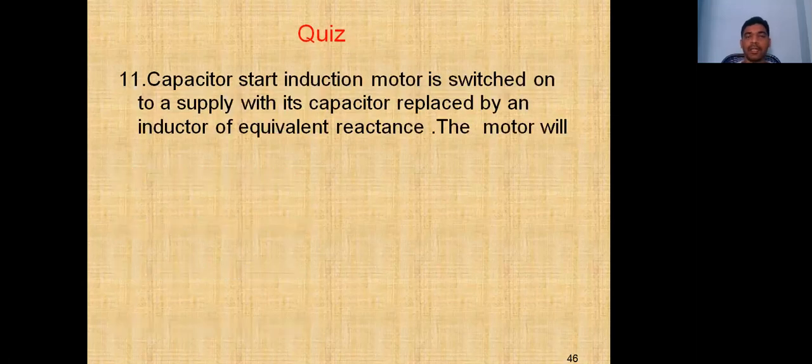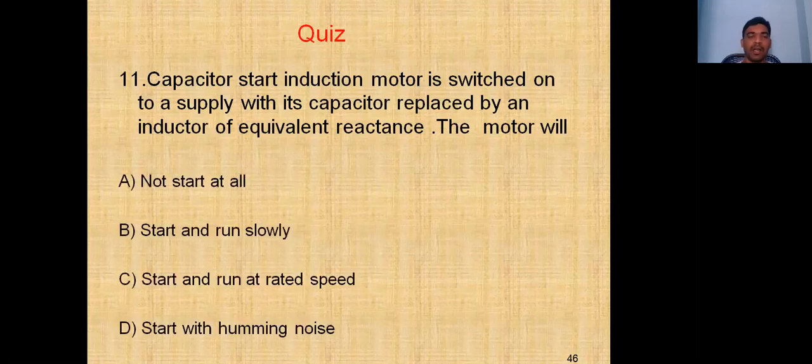Capacitor start induction motor is switched on to a supply with its capacitor replaced by an inductor of equivalent reactance. The motor will, option A, not start at all, option B, start and run slowly, option C, start and run at a rated speed, option D, start with humming noise. So, not start at all.